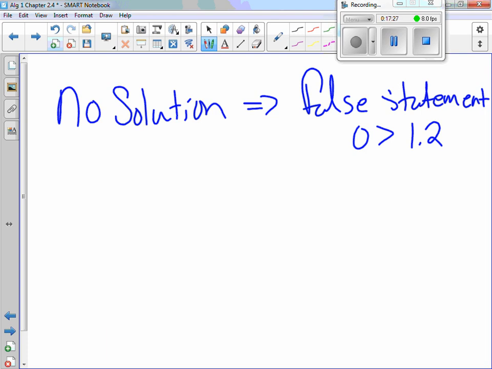0 is greater than 1.2. That's a false statement, yes? So in these inequalities, if we come up with a false statement, 0 is greater than 1.2, it is no solution. It's no solution.